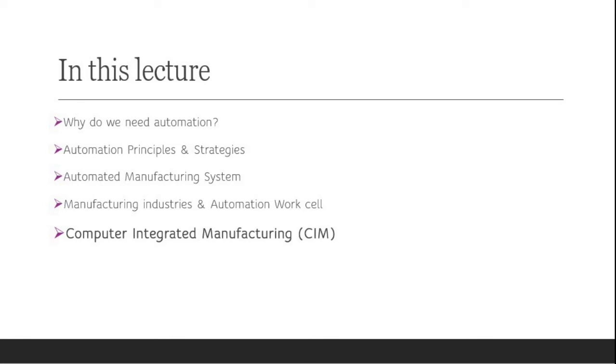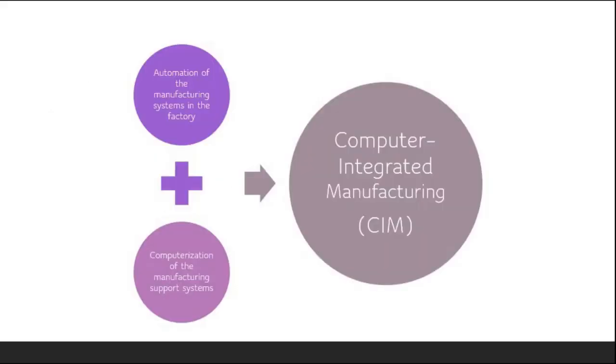To the next part, or the final part, of this automation in manufacturing, which is computer integrated manufacturing. Okay, so when we talk about CIM, or computer integrated manufacturing, we are referring to the pervasive use of computer systems to basically automate the manufacturing system in the industry, and also to computerize the manufacturing support system.